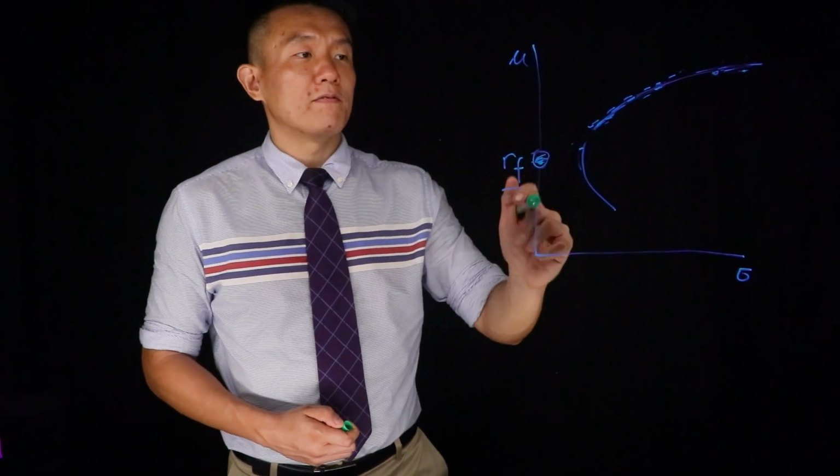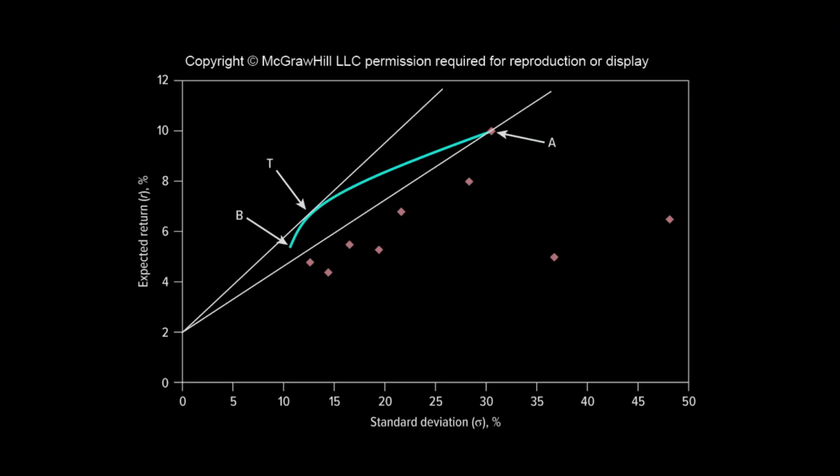We're going to end up drawing the line between RF and the efficient frontier that lies exactly tangent to it. And you can see what's going on here. Let's call this the tangency portfolio. This tangent line lies above the entirety of the efficient frontier. What does that mean? Well, not only does it lie above the efficient frontier, it lies above every other portfolio.